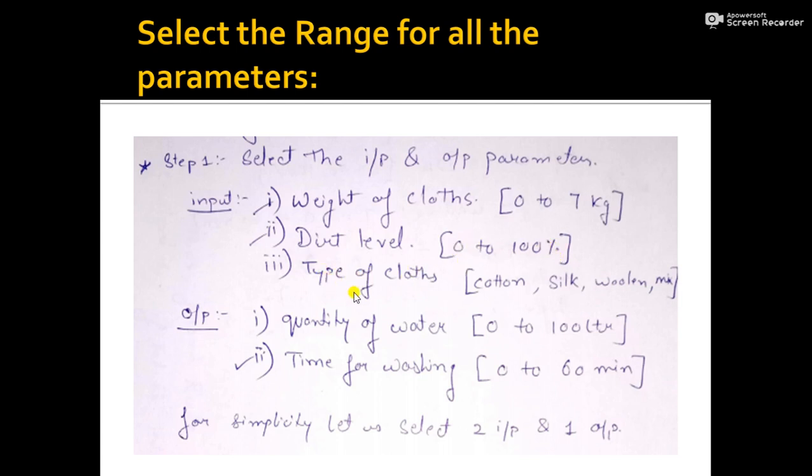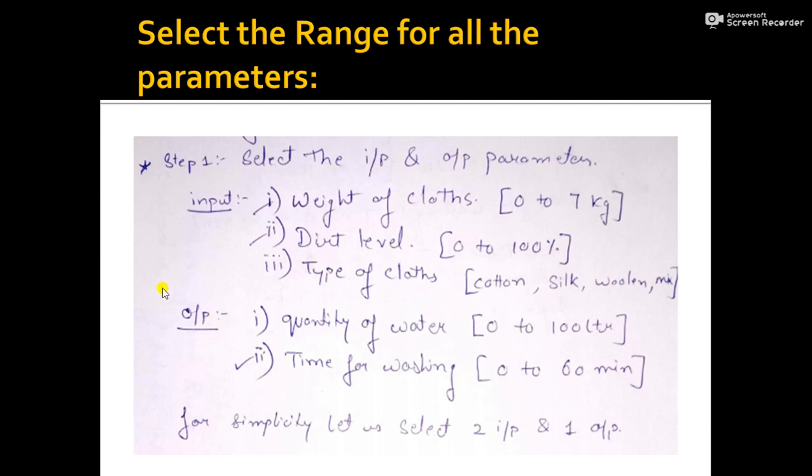Then the third one is type of the clothes. As the washing machine can be used for any type of cloth, it can be cotton, silk, woolen, or a mixture of any of these. So depending upon the type of the cloth, the time for washing, the type of detergent, and the quantity of water, everything changes. So this is one of the important input parameters.